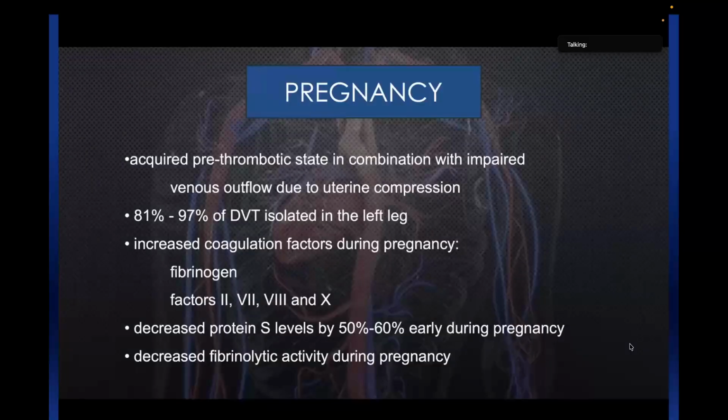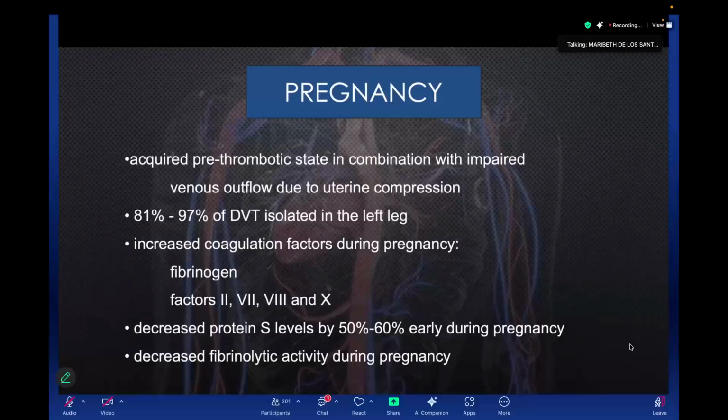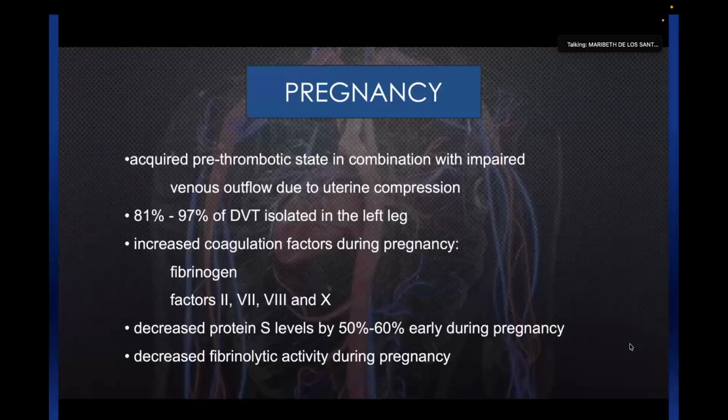Pregnancy. Pregnancy by itself is a pre-thrombotic state, and combined with impaired venous outflow due to compression of the iliac veins by the gravid uterus. During pregnancy, there is increased levels of fibrinogen, factors 2, 7, 8, and 10, decrease in protein S levels, and decrease in fibrinolytic activity during pregnancy.